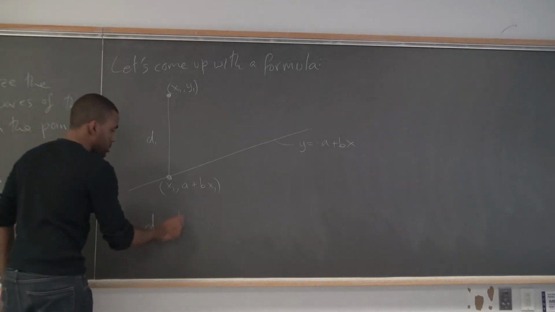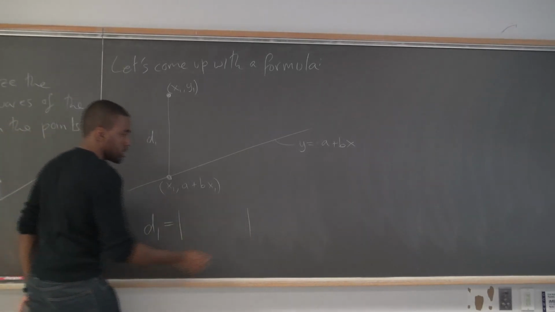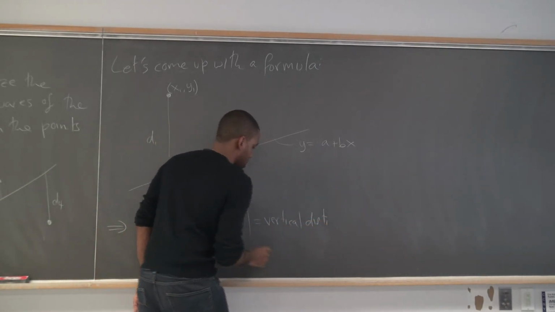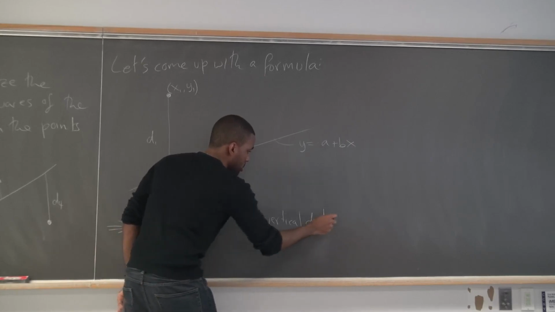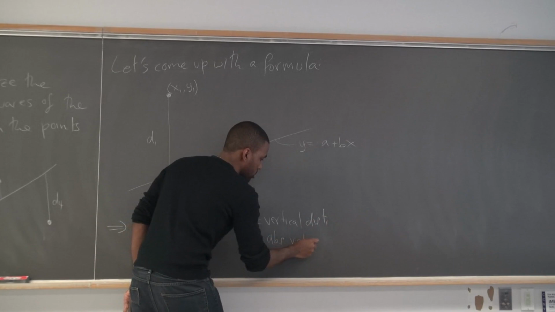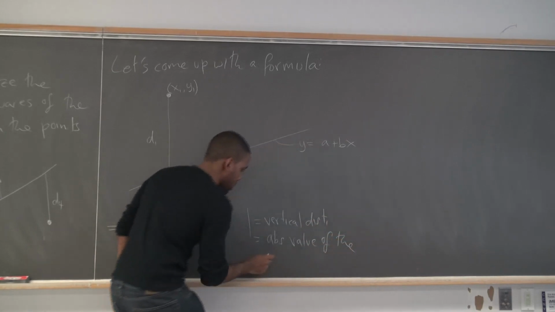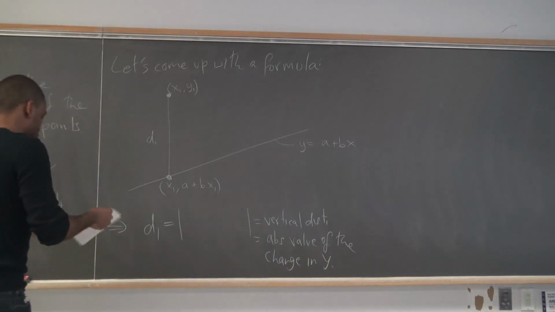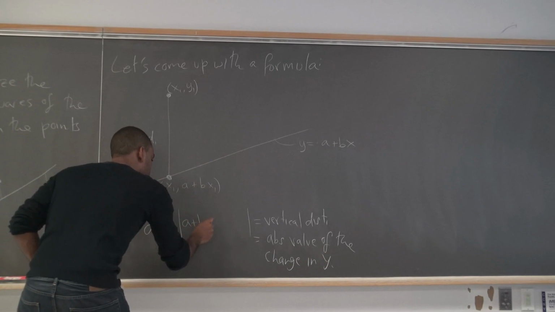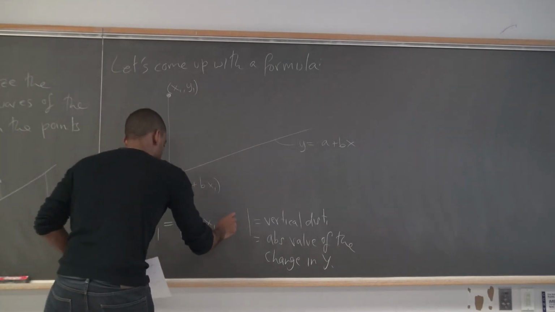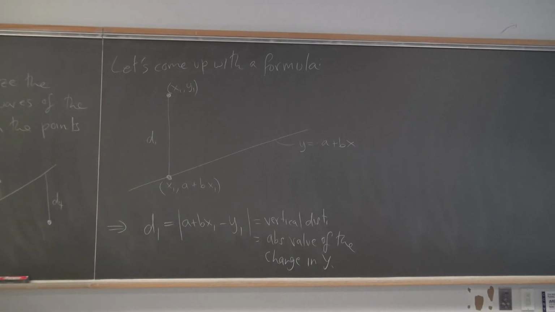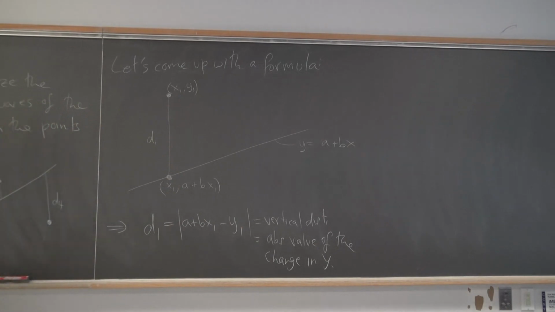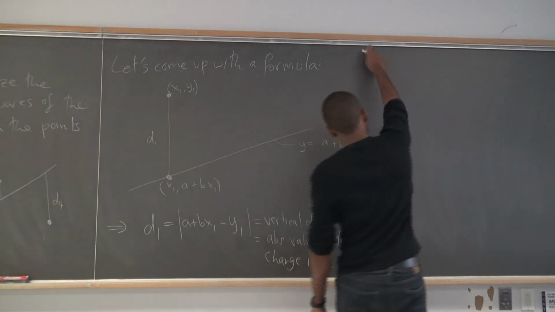And so the distance here is just going to be the absolute value. We're talking about the vertical distance, right? So the absolute value of the change in y. Basically we're going to say this is a plus bx1 minus y1. So this is the y value for the line minus the y value for the point. Take that in absolute value, we get the distance. That's just going to be the vertical distance.